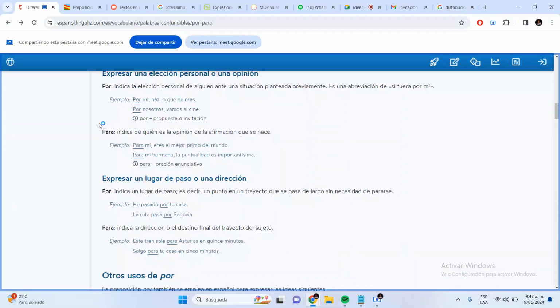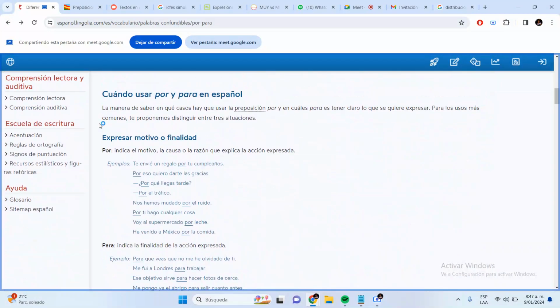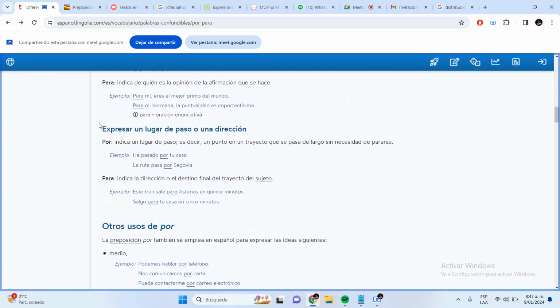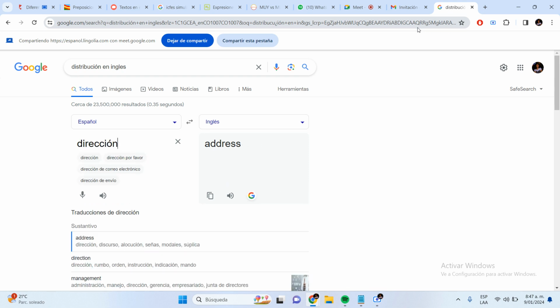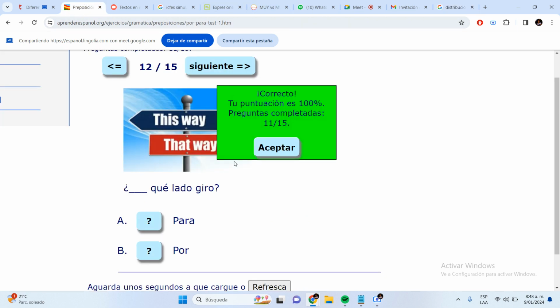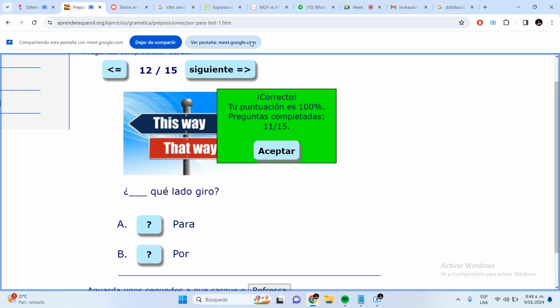Here, also dirección. So we also use para to talk about direction. And in this case, exact. ¿Para qué lado giro? ¿Para qué lado hero? Like this way or that way. Okay, that makes sense. I didn't process the word lado.